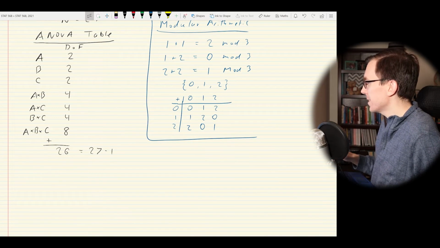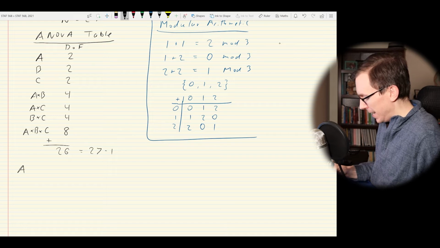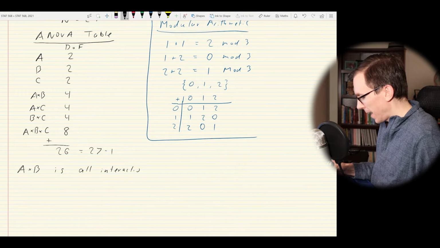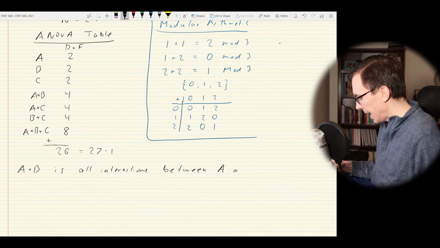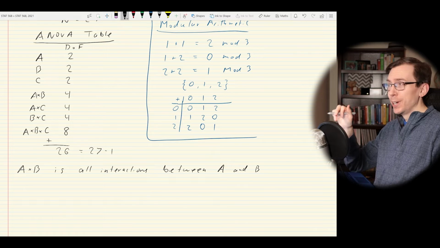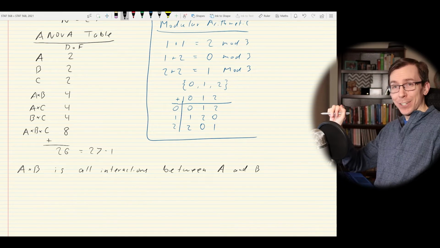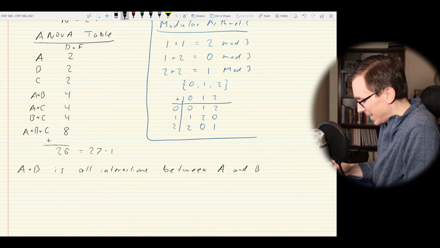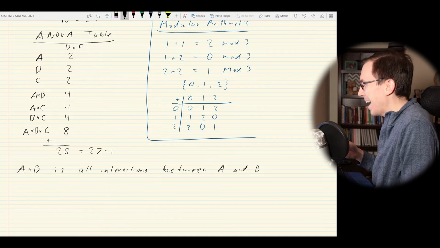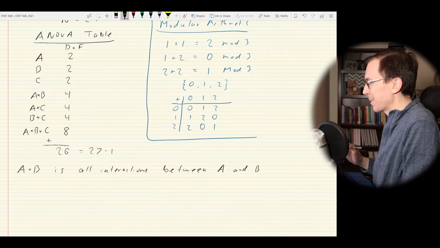So here's the idea, right? So A cross B is kind of all interactions between A and B. But what we can do is decompose this into 2 orthogonal interaction terms. So we can consider 2 different ways that we can have these interacting. It's a little bit strange, but let's try this.